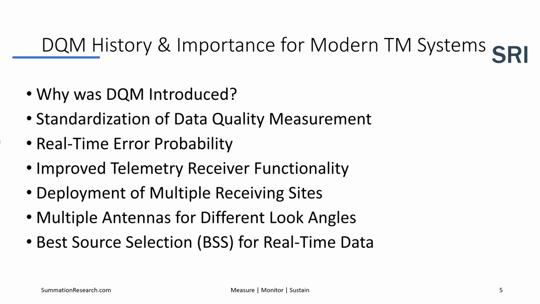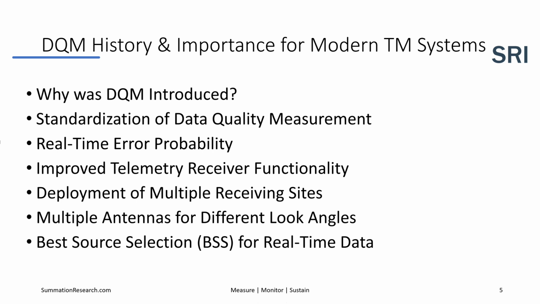Today, most receivers assess link quality, assign a DQM value, and convey that via a framed format called data quality encapsulation, or DQE packet. Centralized equipment can now use the DQM value to determine the best source dynamically across multiple ground stations.